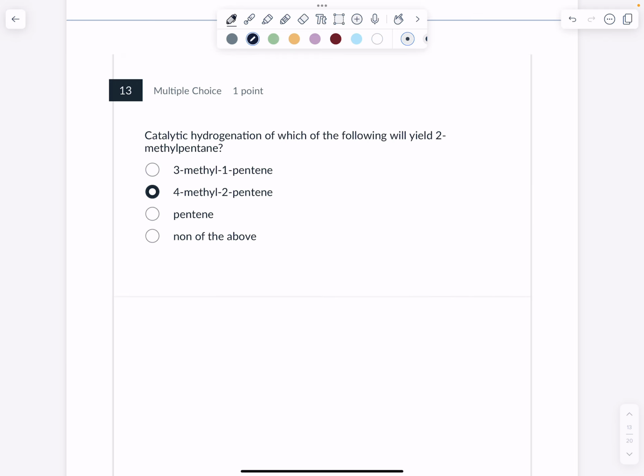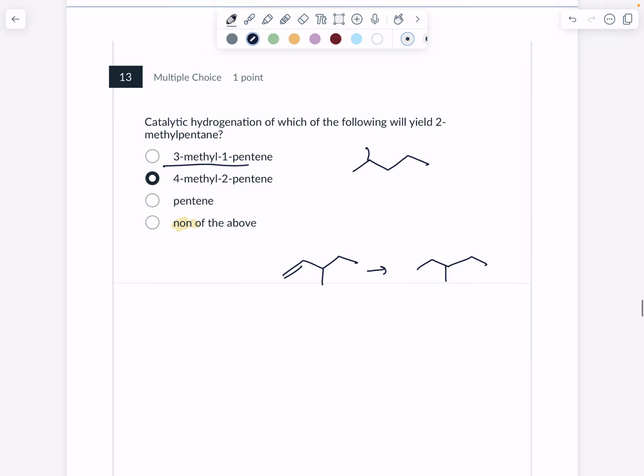Next question, catalytic hydrogenation of which of the following will, first of all, I just saw that this should say none. Of which of the following will yield 2-methylpentane? So 2-methylpentane, 1, 2, 3, 4, 5, looks like this. So I'll draw these molecules out. So this is 3-methylpentene. So if we submitted this to catalytic hydrogenation, it would look like this.